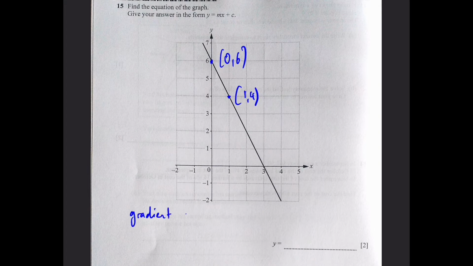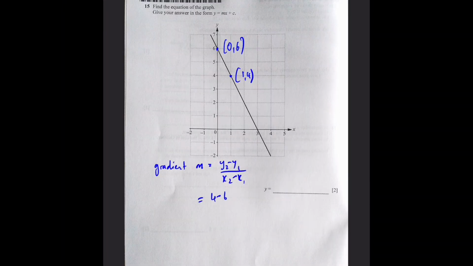Gradient, or you can write it as m, that will be equal to y2 minus y1 over x2 minus x1, which is equal to 4 minus 6 over 1 minus 0, which is minus 2. And now the y-intercept is equal to 6, as we can see the point (0, 6) exists on the graph.